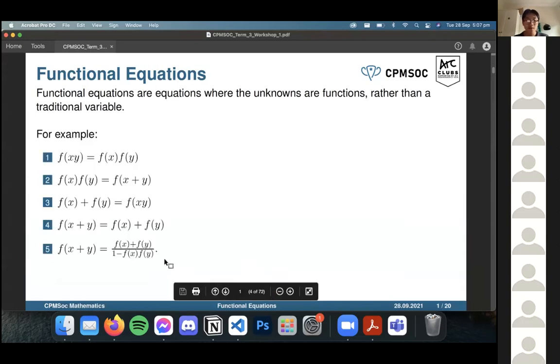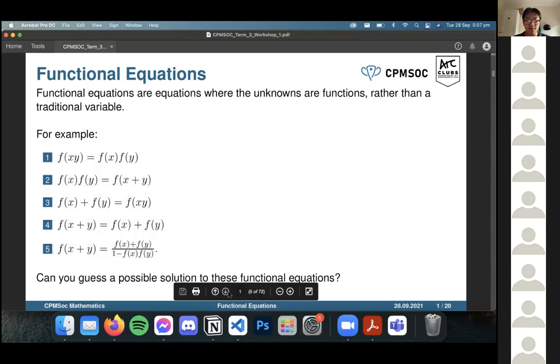And these are a couple examples of what a functional equation looks like. We have basically an f, right? And f represents a function that we don't know, but it's defined by a key set of rules. So as you can see, f of xy is equal to f of x times f of y, and just a bunch of these, right?